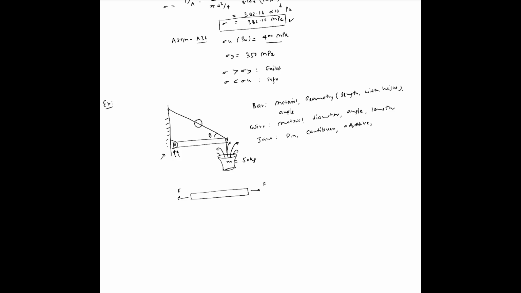If it's in tension, it could fail in two different ways, right? So it has two failure modes. One failure mode is yielding. So it could yield.